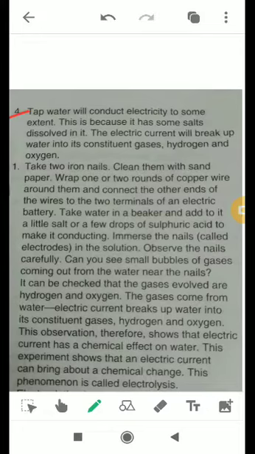Now, the next, E part, long answer questions. First is: how will you show experimentally that an electric current can bring about a chemical change? What is this phenomenon called? Students, in this you have to make the diagram which is given in your book, page number 202. That is the electrolysis process you have to explain in this. This is diagram 15.3 and activity 4. This whole process you have to explain with this question.